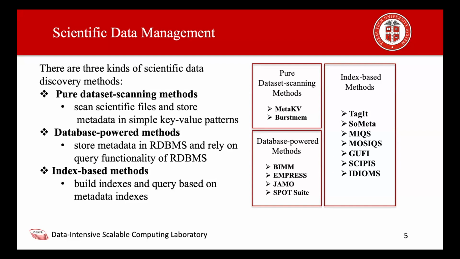database-powered methods. They rely on a relational database. It stores the metadata in the relational database and relies on the query functionalities of this database. The last one is index-based methods. It will build multiple indexes on the HDF5 files and then query based on these metadata indexes. I have shown some examples of these three kinds of methods. You can see MetaKiwi, BMM, Impress, Target, and MIX here.